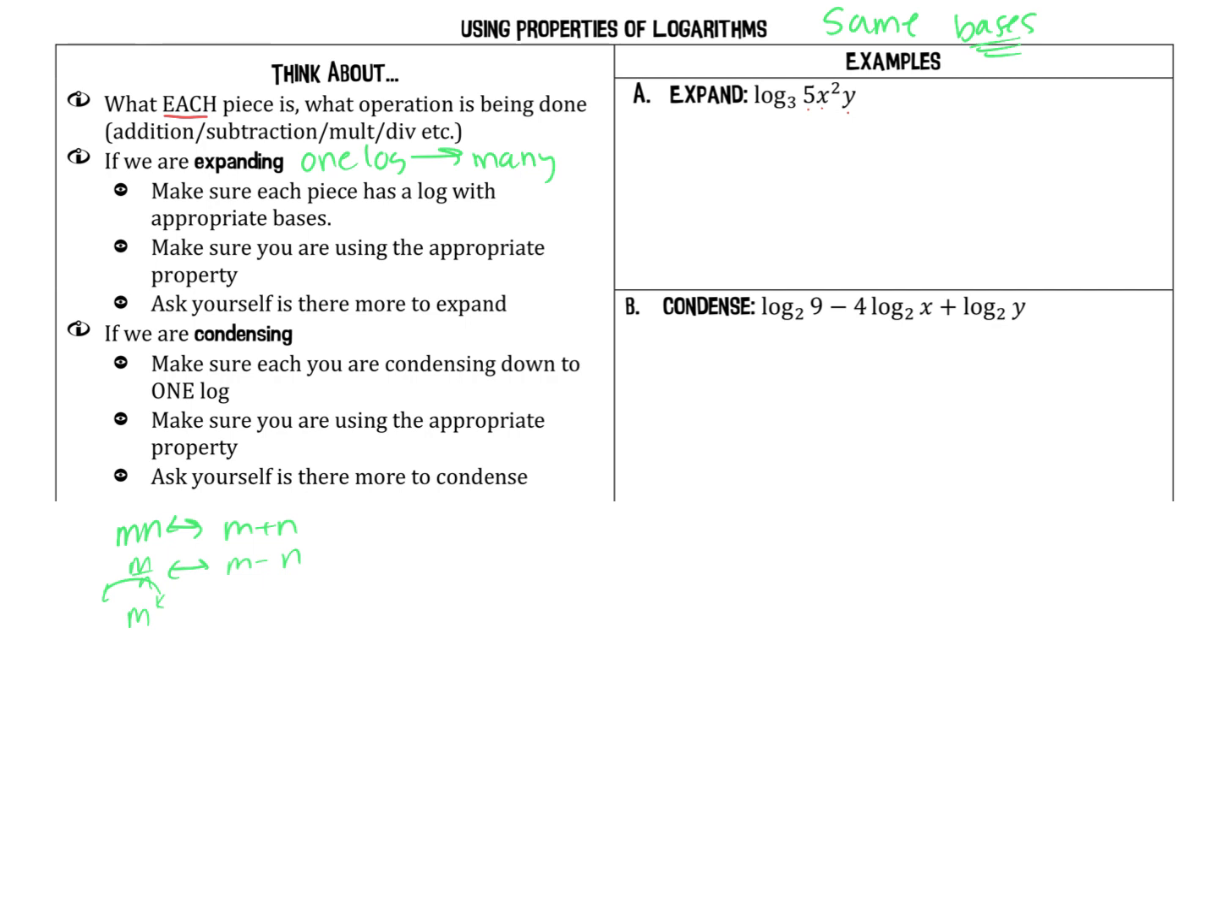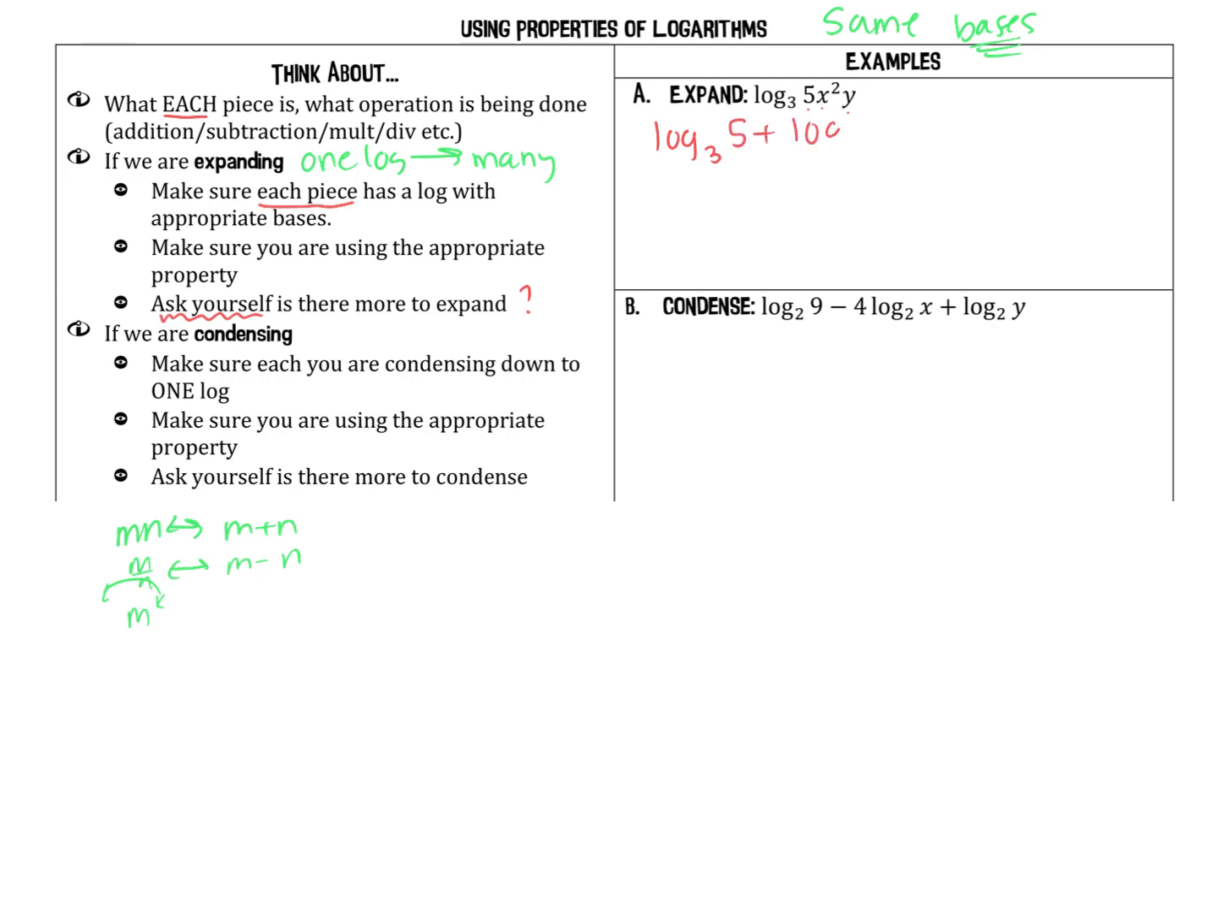So make sure that when you're expanding, each piece is going to get a log with an appropriate base. Make sure that you're correctly using the property. And when you think you're done, ask yourself this question: is there more that can be expanded? So looking at log base 3 of 5x squared y, I know that the 5, the x squared, and the y are all being multiplied. And there's 3 different things that are being multiplied: 5, x squared, and y. That multiplication can be expanded using addition.